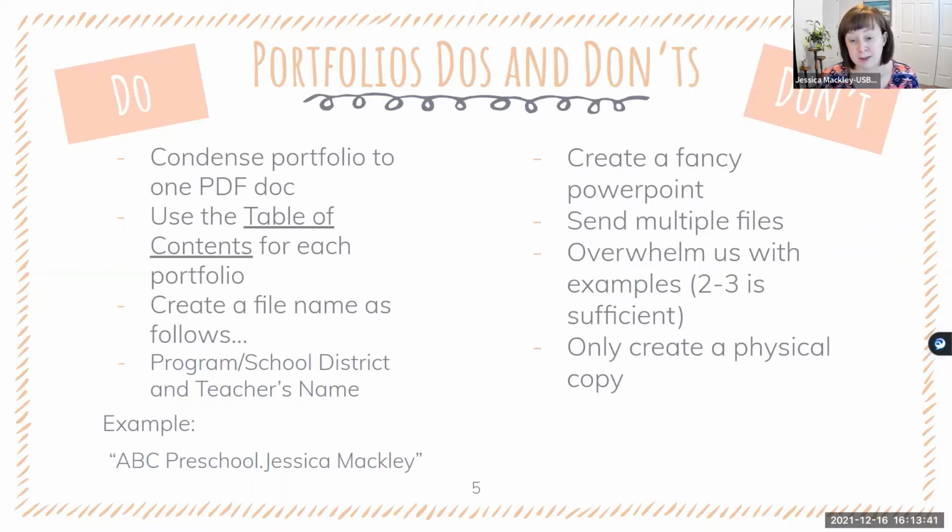Don't overwhelm us with examples. Two to three for each of the items, or if it says a different number, then follow that. But if it doesn't, two to three is sufficient. And I would mention here that we want to see different types of examples rather than three examples that are the same for three different students. I will explain that further as we move forward.